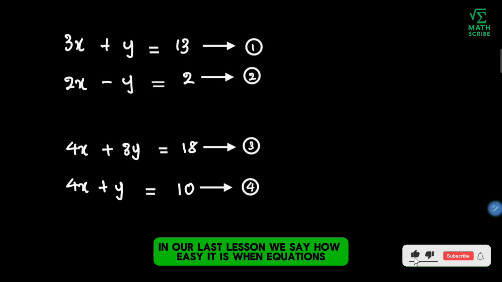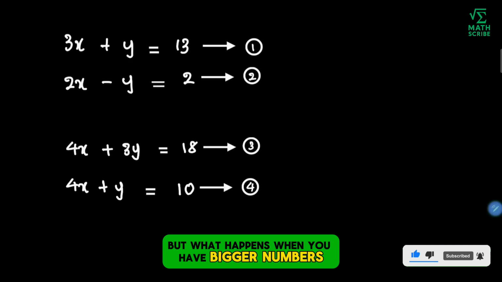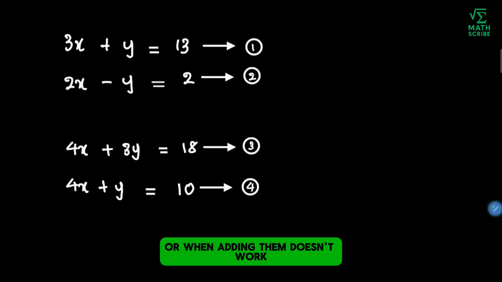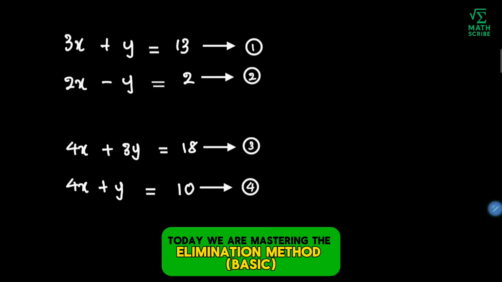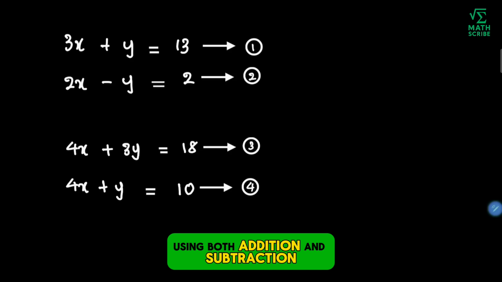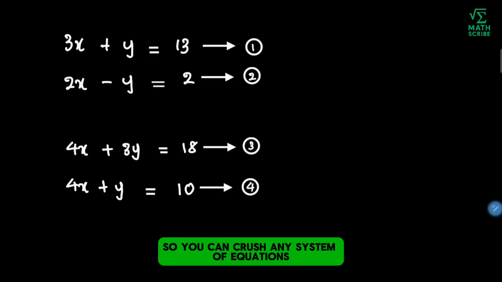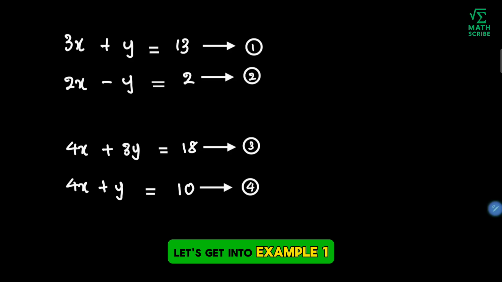In our last lesson, we saw how easy it is when equations just fall into place. But what happens when you have bigger numbers or when adding them doesn't work? Today we are mastering the elimination method basics using both addition and subtraction so you can crush any system of equations. Let's get into example 1.